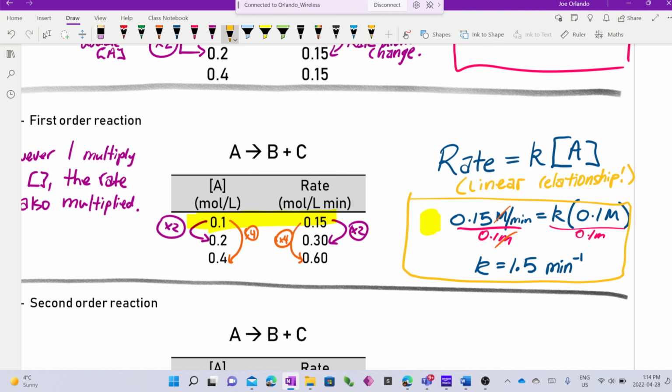1.5 per minute. Nothing scary about per minute. Just think of hertz. Hertz is just per second. That's all hertz means. Hertz means whatever you're talking about happens per second. 60 hertz is whatever you're doing happens 60 times a second.